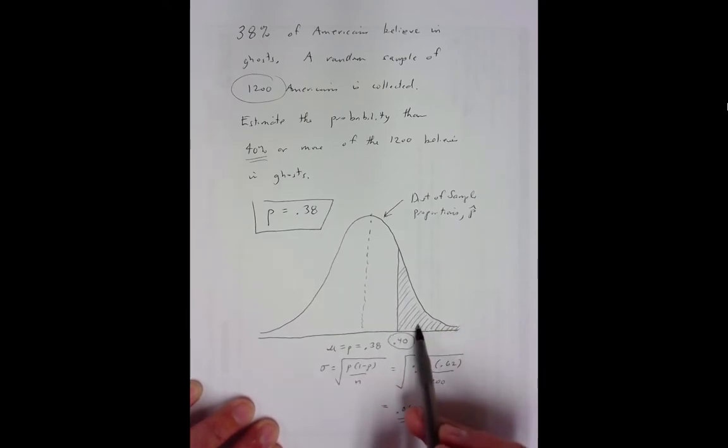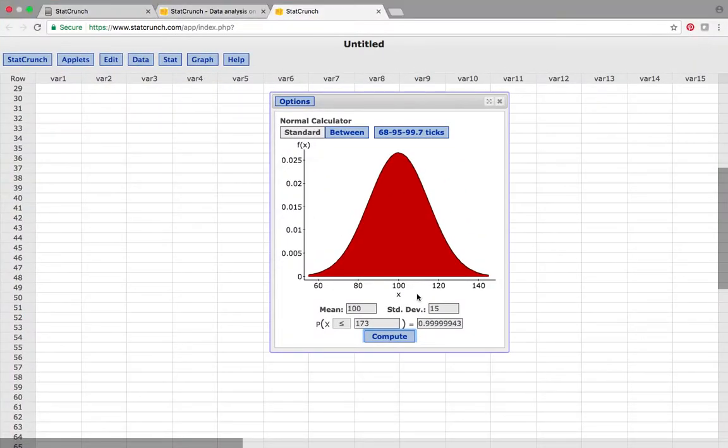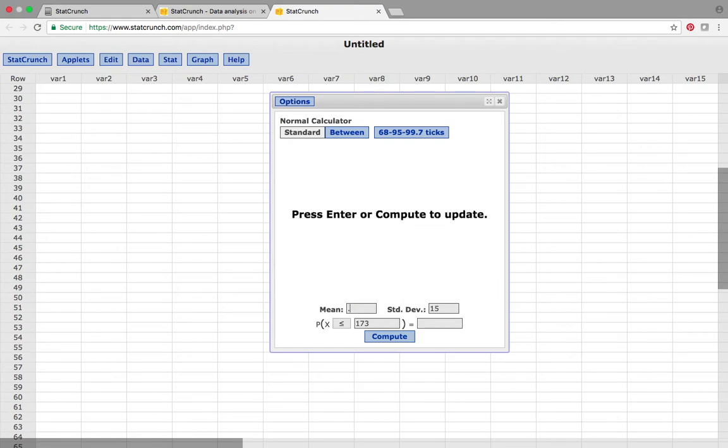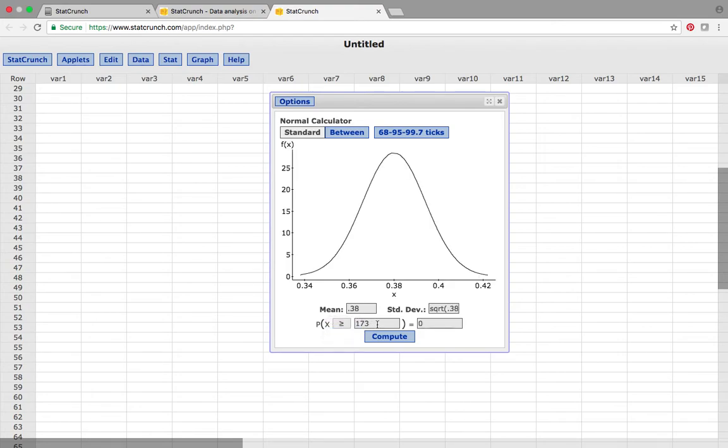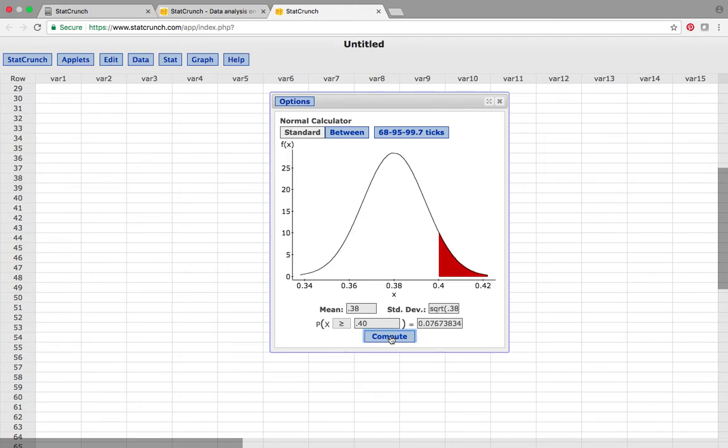Now, how in the world are we going to calculate area under a normal distribution? Well, guys, we're going to do it like we've always done it. We're going to use StatCrunch. So what's the mean? 0.38. What's the standard deviation? Square root 0.38 times 0.62 divided by 1,200. We need P what? Greater than or less than? Greater than 0.40. And compute. And the answer is 0.0767. Guys, it's that easy.